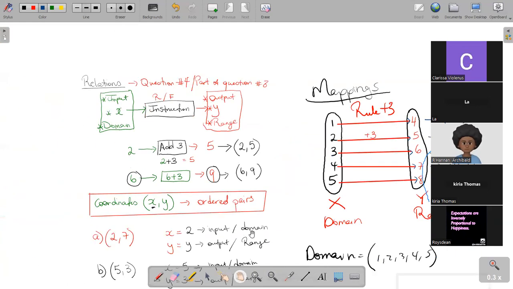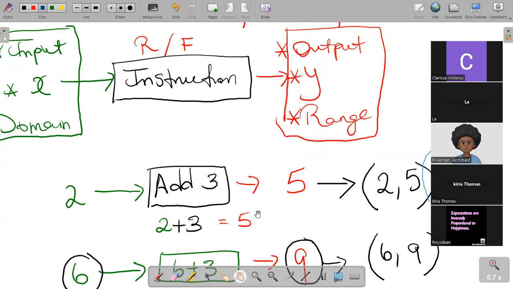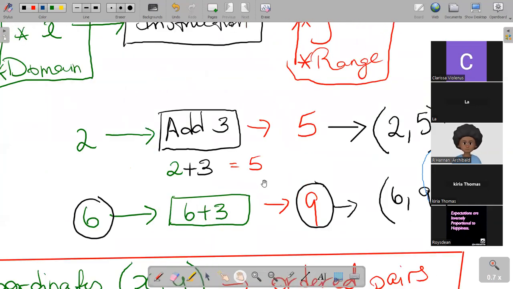We have understood the connection between our X value and our Y value. What connects them? The relation, and the relation is just the instruction. Whether to add 3, minus 3, whatever they tell you to do, that's your relation, right? And that's how you change an X into a Y, okay? They're related to each other. That's why you call them a relation.